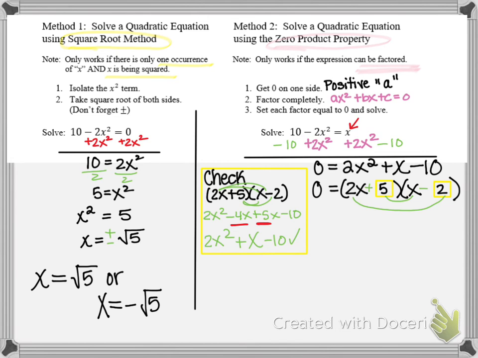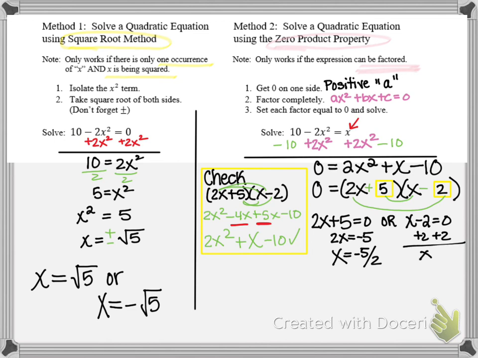So now I'm going to go back over to my problem and I'm going to apply the zero product property. This means each binomial can be set equal to 0, and then that creates two linear equations. For the first equation, I will subtract 5 from both sides and then divide by 2, and I'm going to get my first solution of x equals negative 5 halves. In the second equation, all I have to do is add 2 to both sides, and I get my second solution of positive 2. So my solution set is negative 5 halves, or 2.